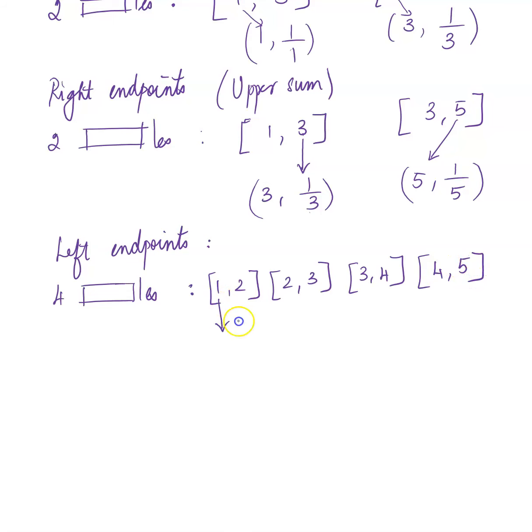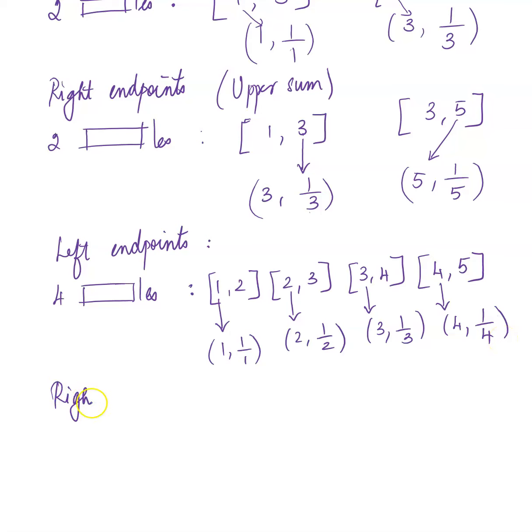And so the left end points are 1 comma 1 over 1, 2 comma 1 over 2, 3 comma 1 over 3, 4 comma 1 over 4. And the right end points for 4 rectangles.